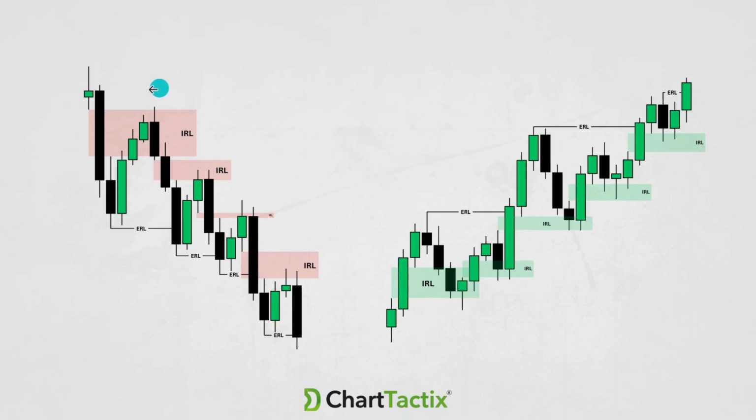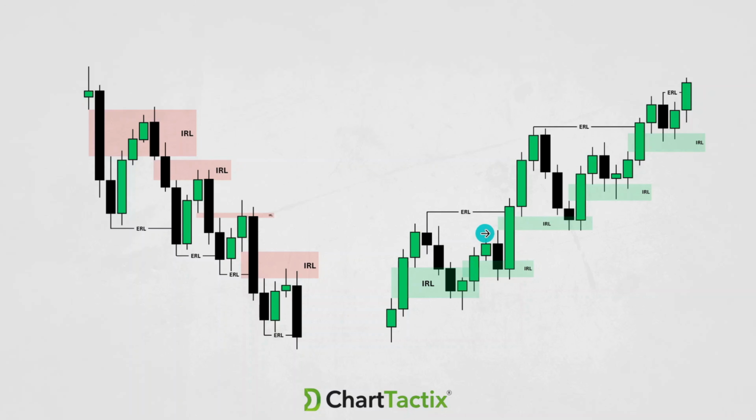We can see that this lower high formed inside an internal range liquidity. This lower high formed inside an internal range liquidity, and again this one as well. And whenever price gets into an internal range liquidity, what happens next? The external range liquidity gets taken out. So here we can see the first external range liquidity was taken out. The second external range liquidity was taken out, and that is just how price moves.